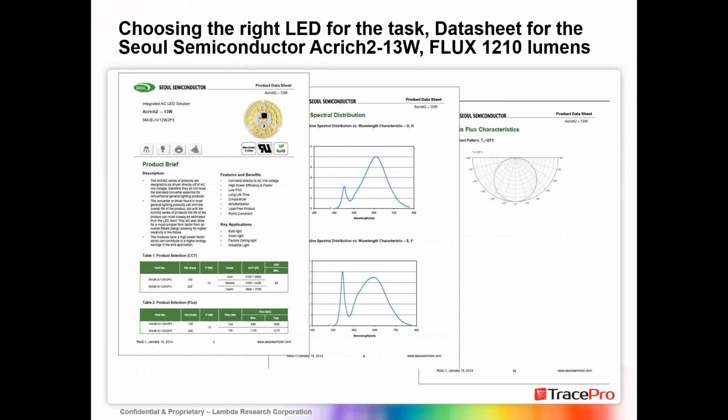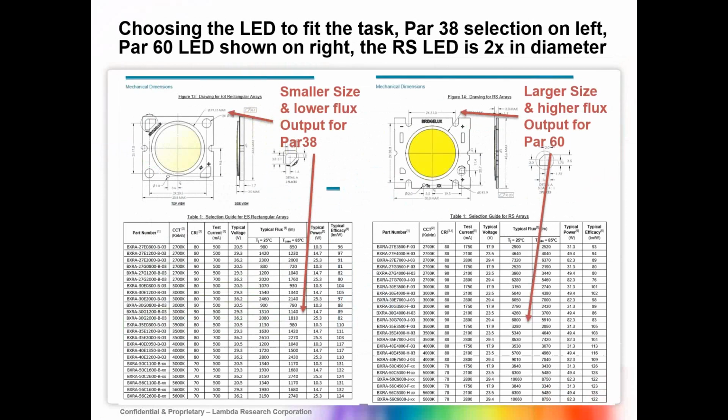So let's look at some LEDs. In a past webinar, Dave Jacobson showed you the Seoul Semiconductor Acrich2 13-watt, 1210 lumen flux lamp. You can see three data sheets here that show you the LED itself, its spectral distribution, and its angular distribution. So this would be one possibility. A second possibility, if you like Bridgelux LED arrays, is the ES rectangular array on the left-hand side here, and the spec sheet for the higher flux output RS array on the right.